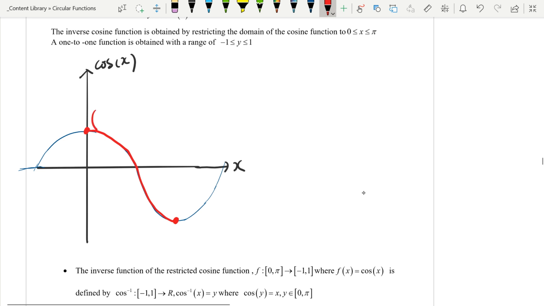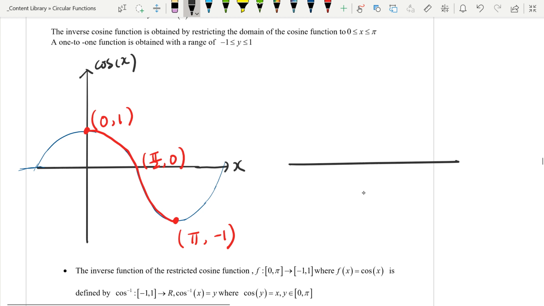So the 3 points I just remember: 0, 1, pi over 2, 0, and we have pi, -1. Okay, we'll reflect this part of the graph. This graph is very similar to a sine graph. So that's cosine inverse. Okay, reflect that part of the graph.